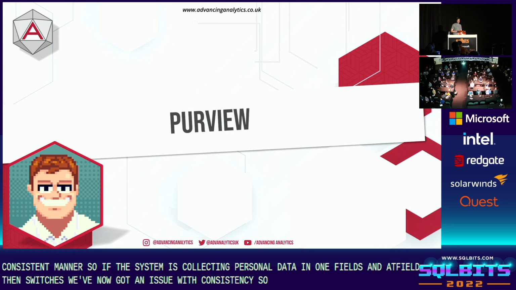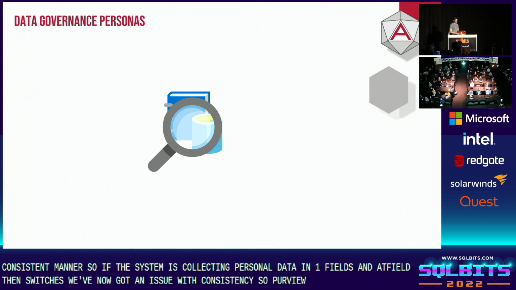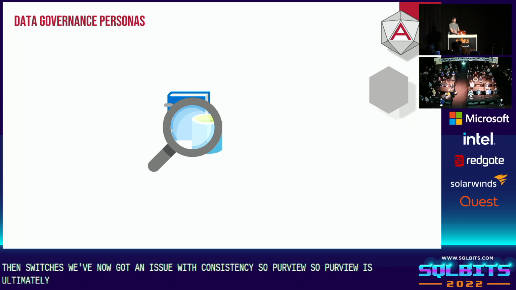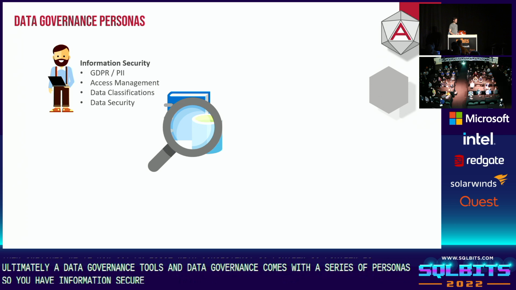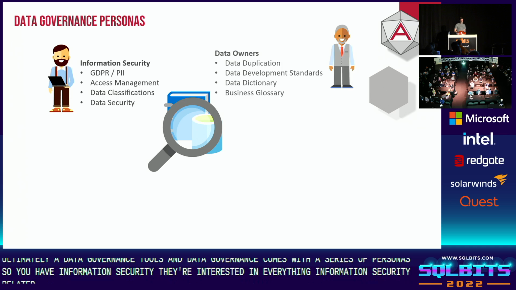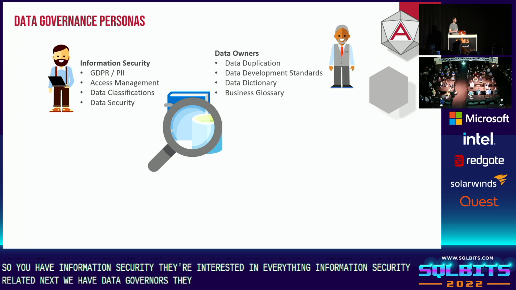So Purview. Purview is ultimately a data governance tool, and data governance comes with a series of personas. So you have information security. They're interested in everything information security related. Next, we have data governors, data owners, who are interested in the overall process and ownership of data.